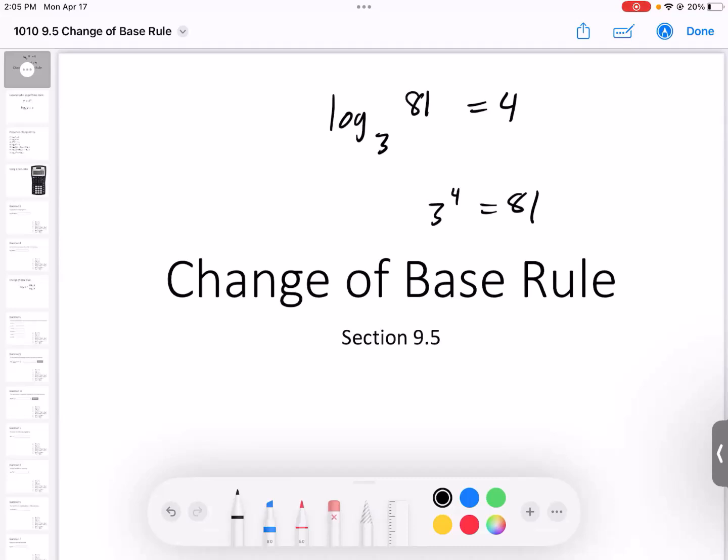Because if you're doing log base 3 of 28, you know that it's got to be bigger than 3 because 3 to the 3rd power equals 27. So if you're trying to find what equals 28, you know it's got to be bigger than 3, but it's going to be some decimal. So what we're looking at today is how to find the logarithms of things that you can't figure out in your head and how to use your calculator for that.